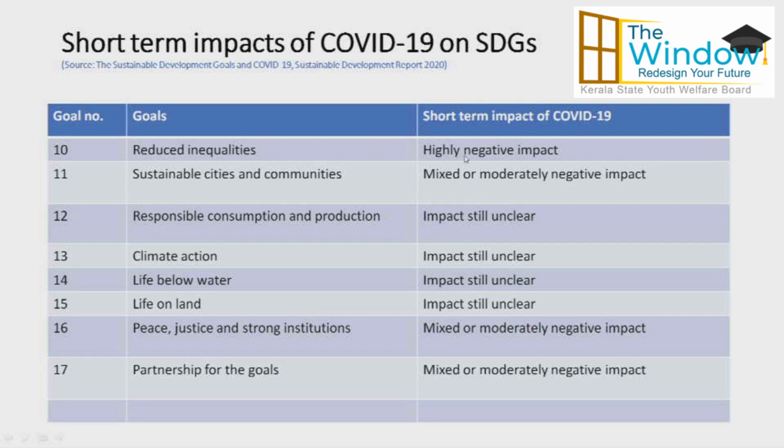Then the other highly negative impact is shown in the case of reduced inequalities. The impact is still unclear, which means we couldn't calculate properly in the case of responsible consumption and production, climate action, life below water and life on land. Again, in the case of sustainable cities and communities, peace, justice, strong institutions, and partnership for the goals, we are going through a situation of mixed or moderately negative impact. So these are the global perspective or overall effects of COVID-19. It only shows short-term impacts.